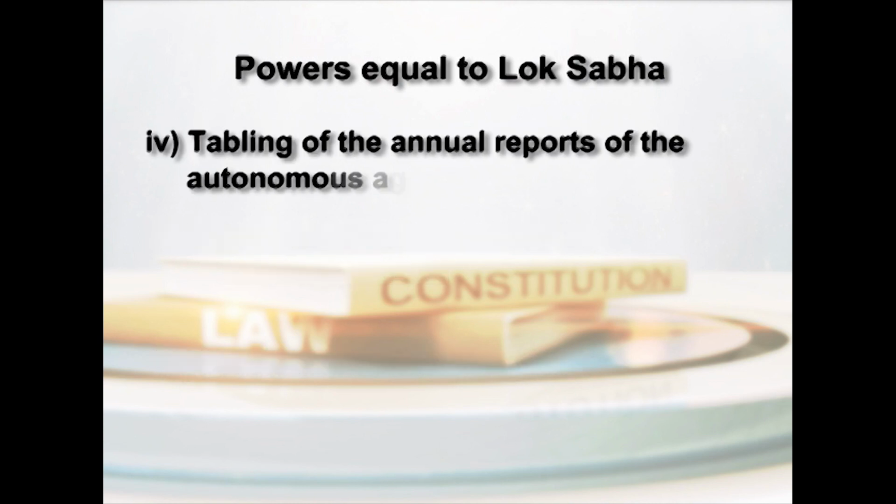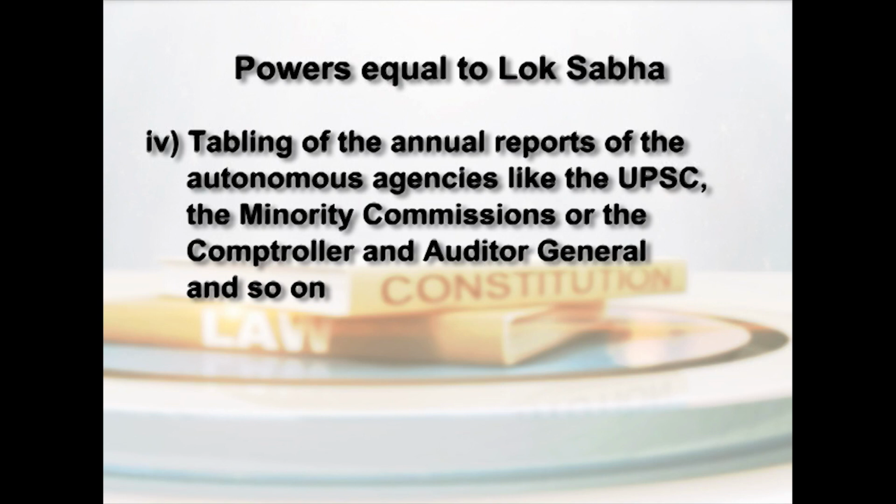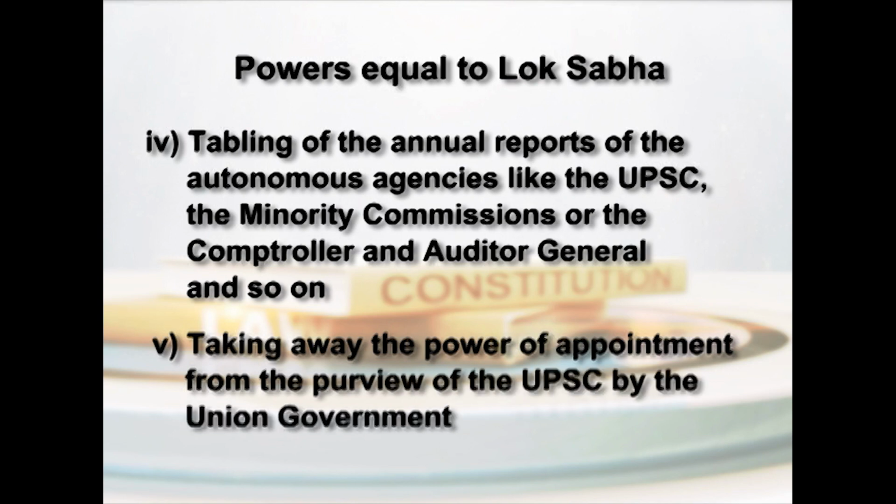Fourthly, the tabling of the annual reports of the autonomous agencies like the UPSC, minority commissions, or Controller and Auditor General, and so on, requires the approval of both the houses. Fifthly, so far as the power of appointment is concerned, the union government may take away the power of appointment from the purview of the UPSC only if it has the approval of the Rajya Sabha as well.